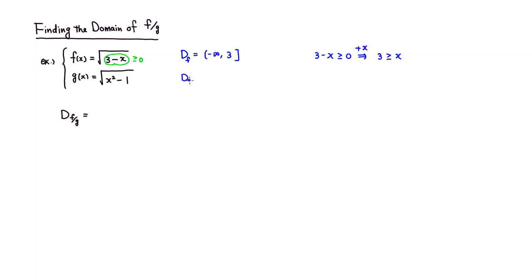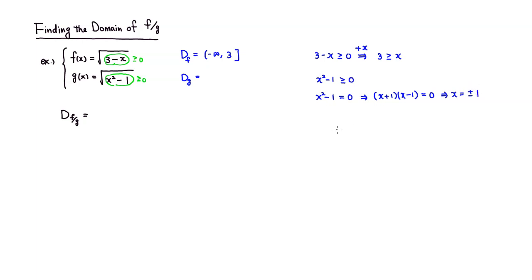For the domain of g of x, it's the same idea. The stuff inside the square root has to be non-negative, so we need to solve x squared minus 1 is greater than or equal to 0. First, I'm going to solve the equality: x squared minus 1 equals 0. If you factor, we can turn it into quantity x plus 1 times quantity x minus 1 equals 0, which means x is equal to positive 1 or negative 1, plus or minus 1.